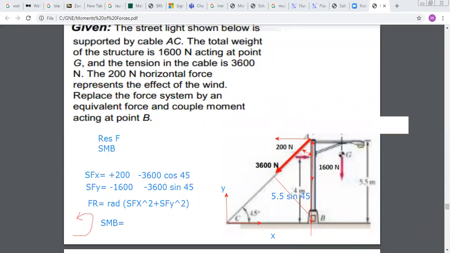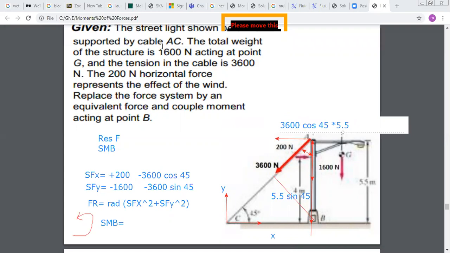3,600 cosine 45, times the distance, which is 5.5. As you can see, I will get the same result because cosine 45 is equal to sine 45. So the two methods will give me the same result.